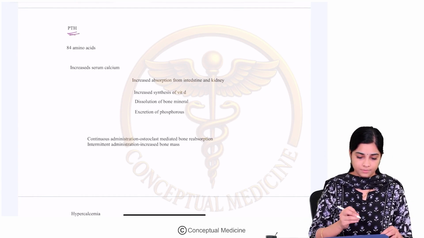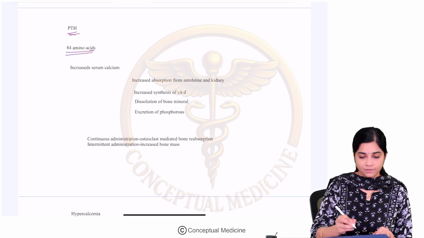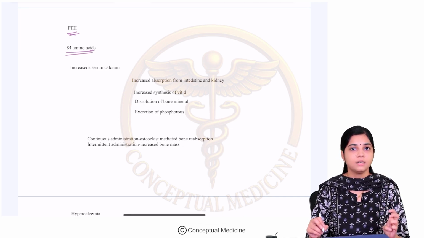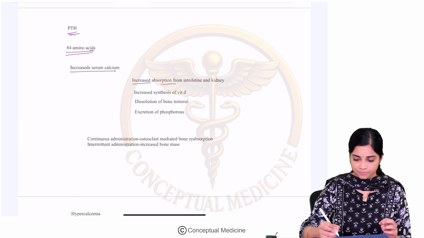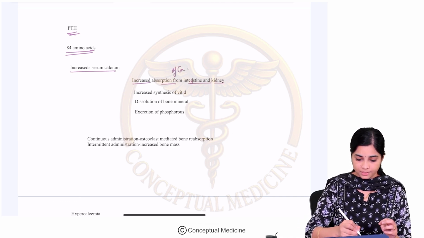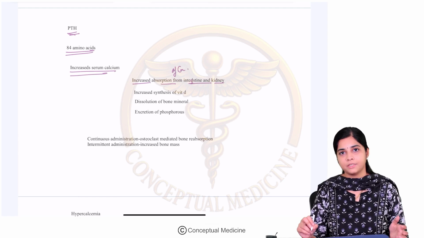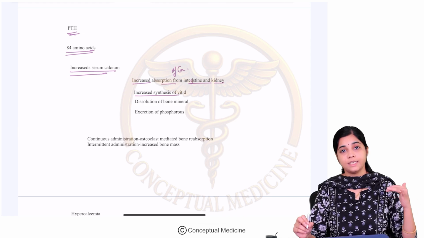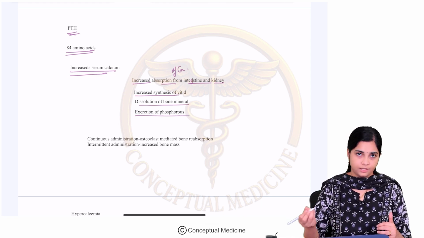Now let us look at what is PTH. So PTH comprises 84 amino acids, and this is a hormone which is produced from the 4 parathyroid glands which are present behind the thyroid gland. So what is the function of PTH? It causes increased absorption from the intestine and the kidney. Increased absorption of what? Of calcium. It increases the serum calcium level by increasing the absorption from the intestine and kidney via vitamin D as well that we saw. Then it causes increased synthesis of vitamin D, so it indirectly increases the serum calcium levels. It causes dissolution of bone mineral and it causes excretion of phosphorus.